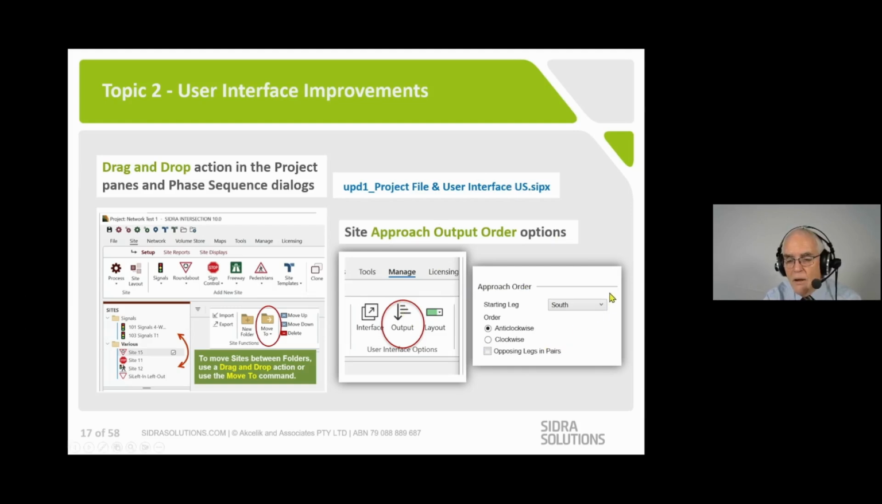So we've now added an option to select the starting leg and to go either clockwise or anti-clockwise, but also an option to put the opposing legs in pairs. So you put north-south together, then you put east-west. That might suit users in the United States because of the methodology used there. So you might find opposing legs in pairs to be a good option.